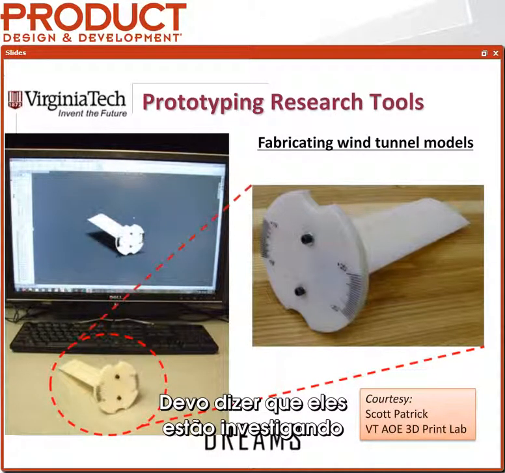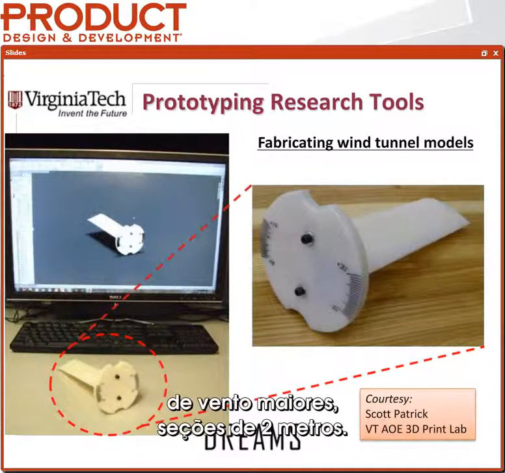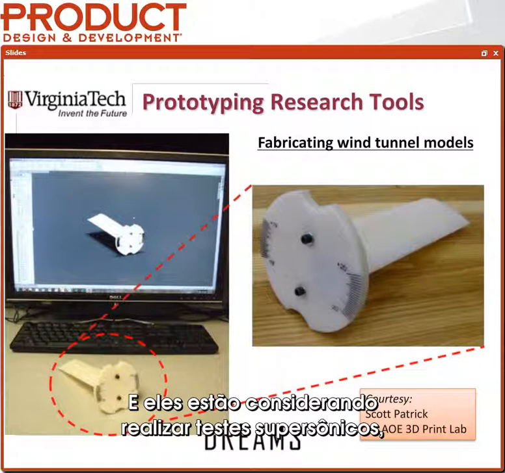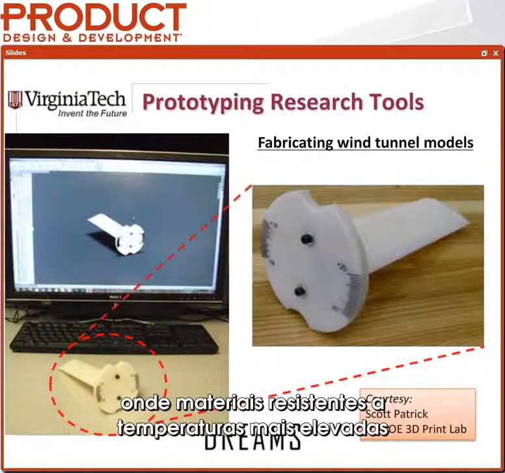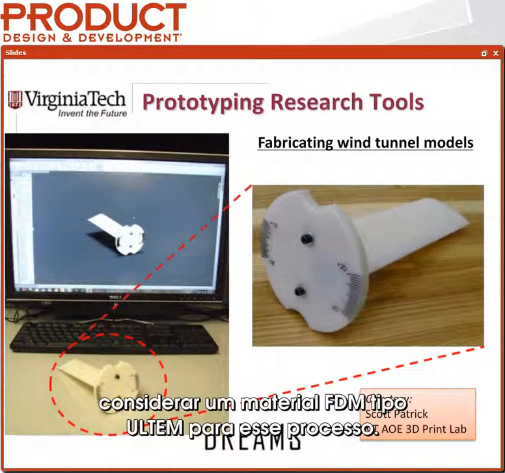I should also mention that they're investigating larger wind tunnel specimens, I'm talking 6-foot sections, and they're looking at doing supersonic testing, where you might need a higher temperature material. So they were looking at an FDM Ultem-like material for that process.